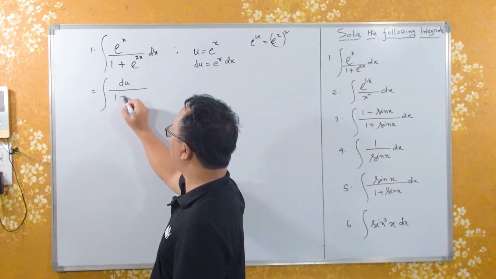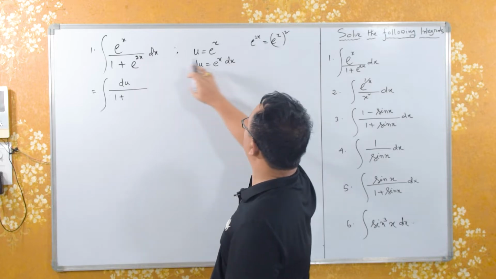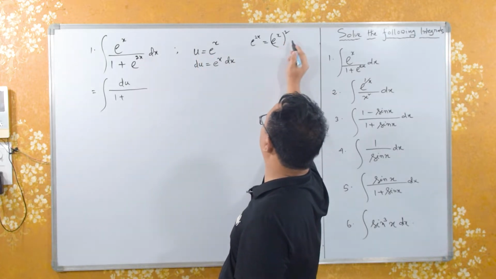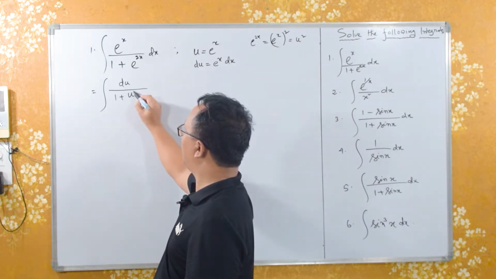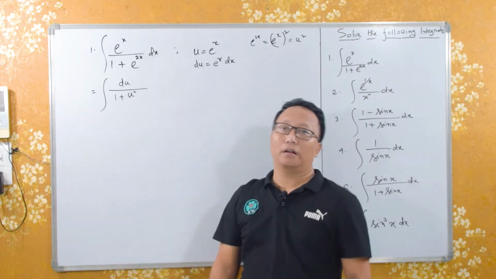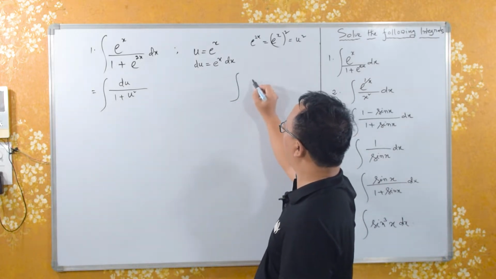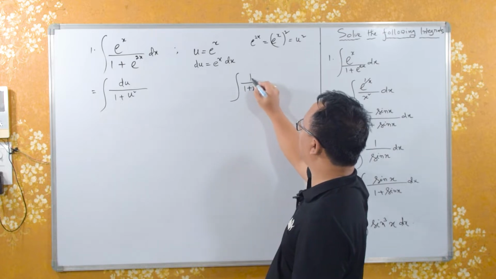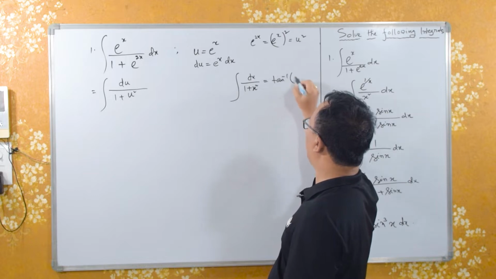Upon 1 plus e raised to twice x, what is it? It will be u the whole square. This is the same as 1 plus u square. Now we have an integration formula. Remember, the integral of 1 upon 1 plus x square dx is the same as tan inverse of x.